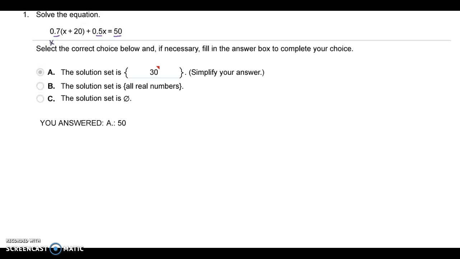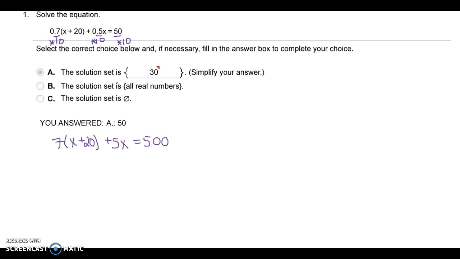So we're going to multiply each term outside parentheses by 10. So the 0.5 gets multiplied by 10. Then a lot of times we forget that the 50 also has to multiply by 10. So that is going to give you 7 times x plus 20 plus, that's going to become 5x. And the 50, which also has to get multiplied by 10, is going to become 500.